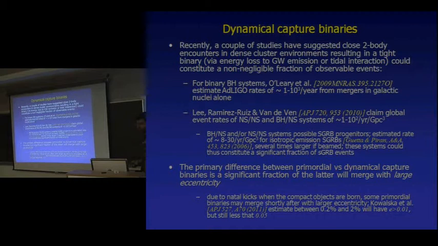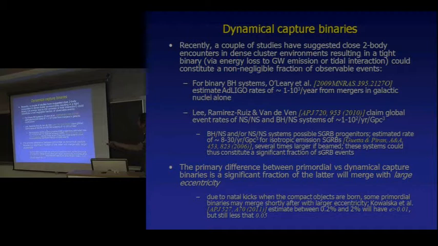So O'Leary and collaborators, for dense nuclear clusters, estimated 1 to 10,000 events per year, 30,000 events per year for advanced LIGO. And then people since then have called some of their assumptions optimistic. So this might be an order of magnitude optimistic, but still not ten to the minus five or something, where it's something that you want to completely ignore.